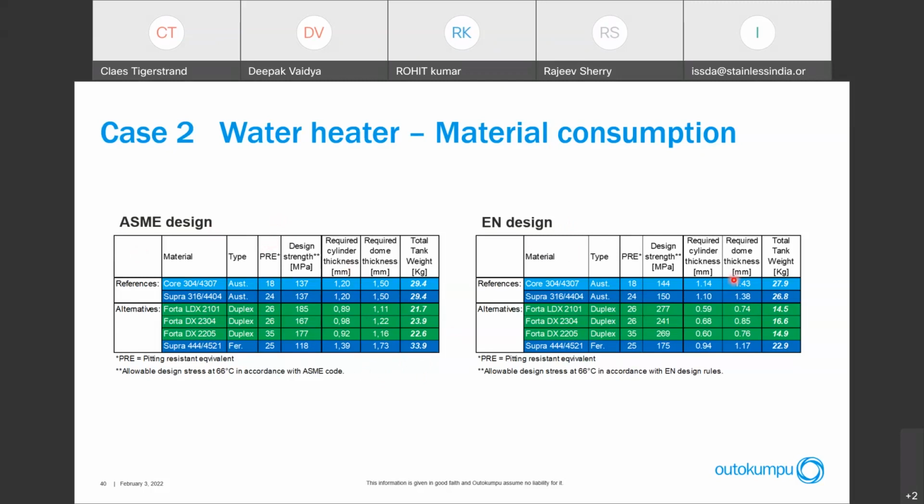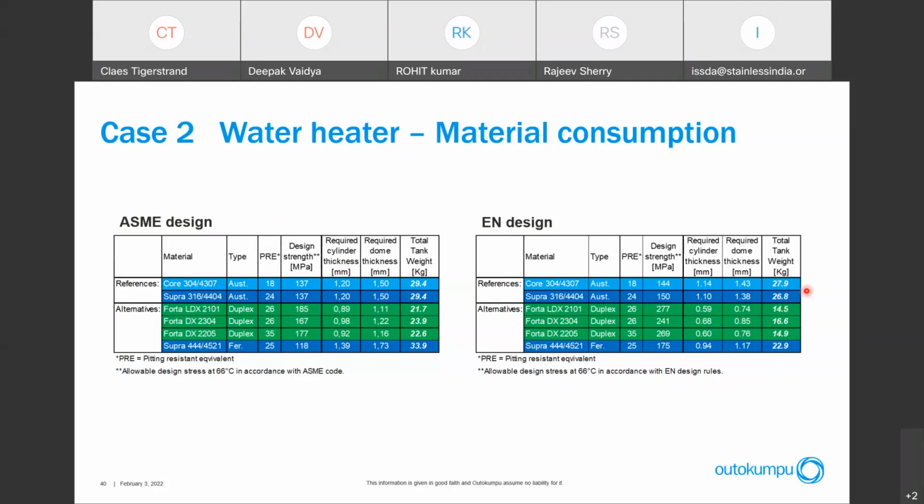With the European standard, you can reduce a bit further for the austenitic grade, but especially for the duplex, you can reduce the weight considerably there. And also for the ferritic grades, you see you can reduce it quite a lot compared to the austenitic grade, using less material.